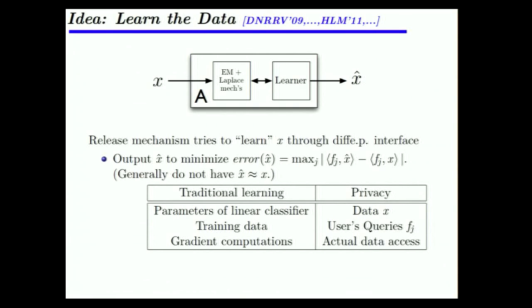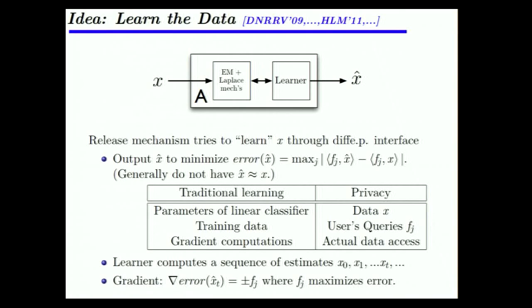So whereas before, what in learning would be thought of as the parameters of some linear classifier I'm trying to learn, that's now the data set. And what used to be the data, those are going to become the queries. And what used to be gradient computations in most of the algorithms people use for classification are going to become actual data accesses. So why is this even remotely reasonable?